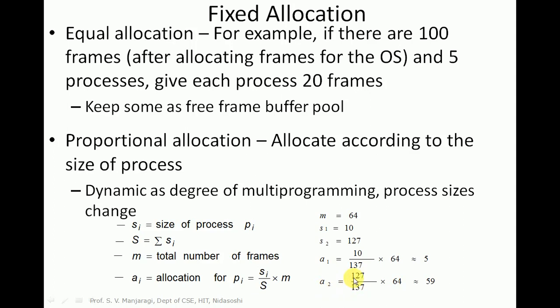It is 127 divided by 137 into 64, we got it as around 59. So 59 frames will be allocated to process P2 because it has a larger size as compared to process P1. So definitely process P2 has been allocated more frames, that is 59, and process P1 has been allocated 5, that is a smaller number of frames. So that is proportional allocation according to the size of the process.